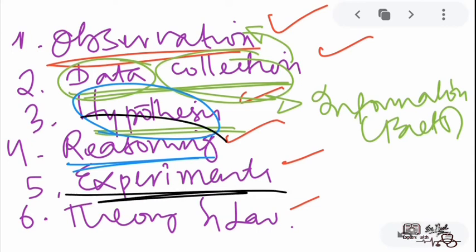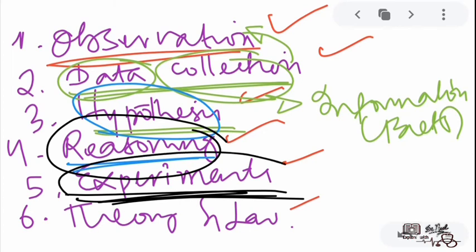Once the reasoning has been applied, experiments start playing their role. Scientists definitely carry out a lot of experiments in order to further testify and justify the hypothesis that they have just produced. The hypothesis may be falsified, meaning it may be proved to be a false hypothesis. In that case, it is rejected altogether.